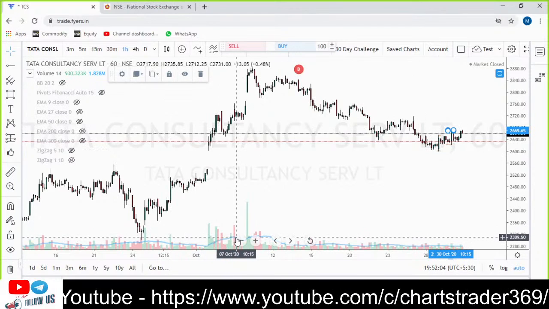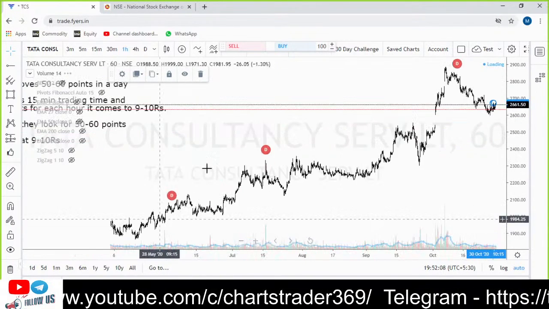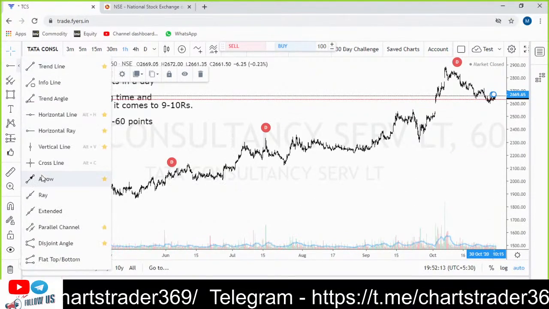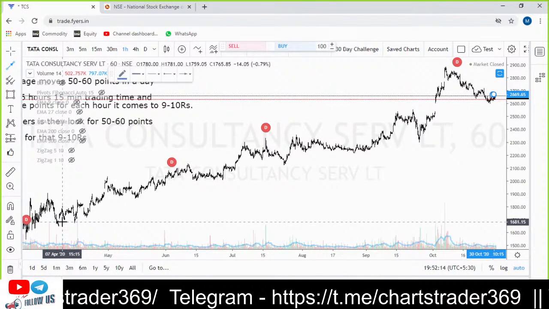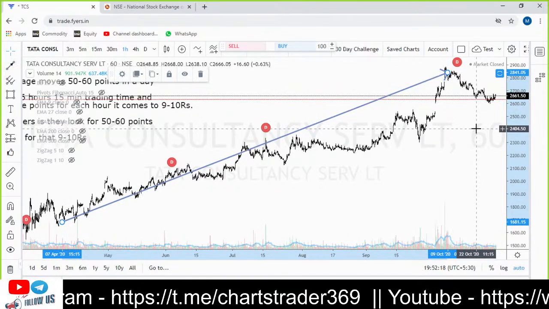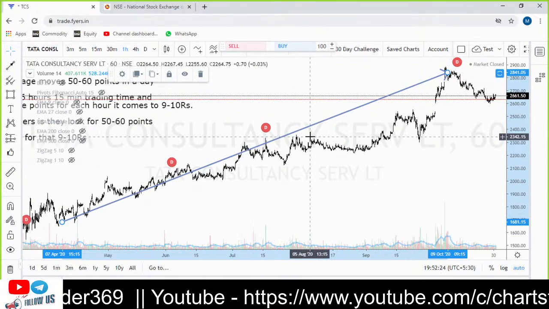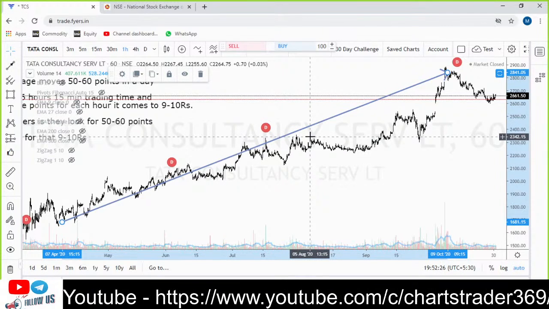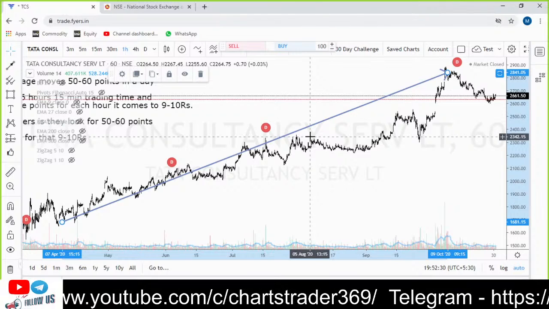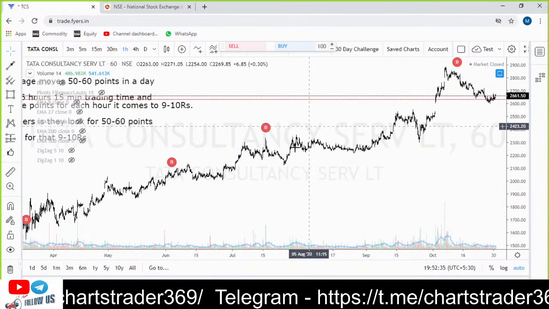But if I look at the broader level, let me zoom out. Now tell me what it is. Is it uptrend or downtrend? This is an uptrend. See? Just by zooming out, how the perception changes from downtrend to uptrend. So that is why always look at the broader level data.